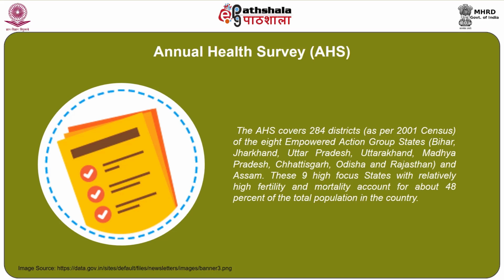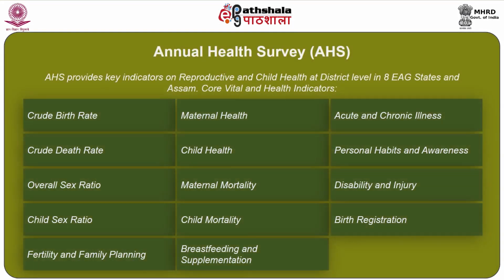These 9 high focus states, with relatively high fertility and mortality, account for about 48% of the total population in the country. The annual health survey provides key indicators on reproductive and child health at the district level, for 8 EAG states and Assam. Its core health and vital indicators are measured through crude birth rate, crude death rate, overall sex ratio, child sex ratio, fertility and family planning, maternal health, maternal morbidity, child morbidity, mortality, breastfeeding and supplementation, acute and chronic illnesses, personal habits and awareness, disability and injury, and birth registration.